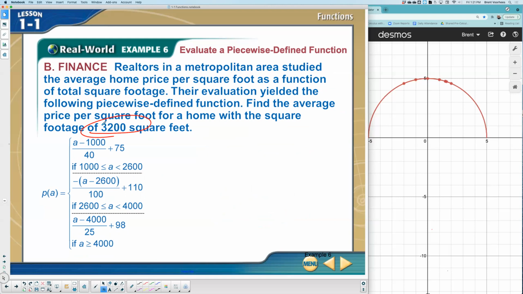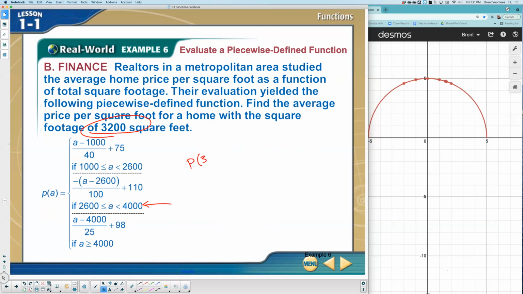I'm going to do a countdown. So is 3,200 in between 1,000 and 2,600? Is it between 2,600 and 4,000? Or is it greater than 4,000? The number is 3,200. All right. 3, 2, 1. Your second and third. It's the second. 3,200 is in the second value. That means you would use the second equation.